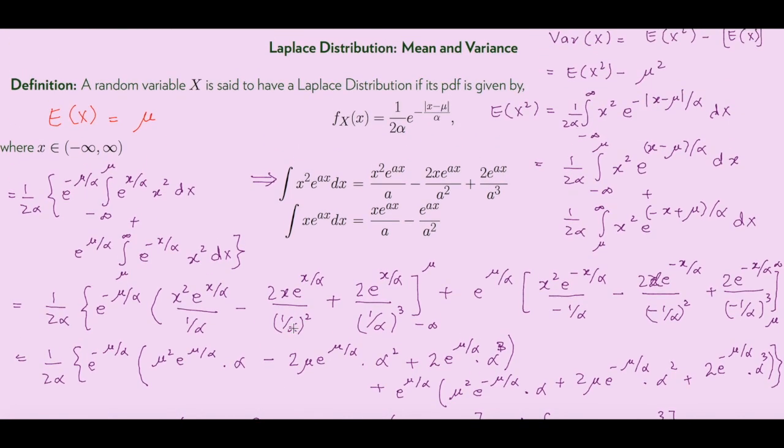Typically, a Laplace random variable looks like this. It has a sharp curve like this. So it's symmetrical about the mean, but the Gaussian is like a bell shape, while the Laplace has more sharpness here. Okay, so this was to find the mean and variance of the Laplace distribution.